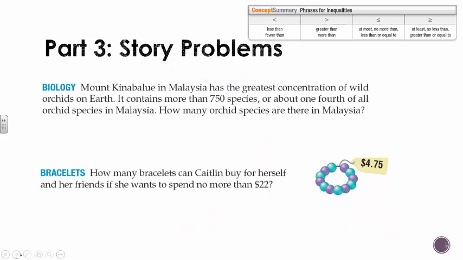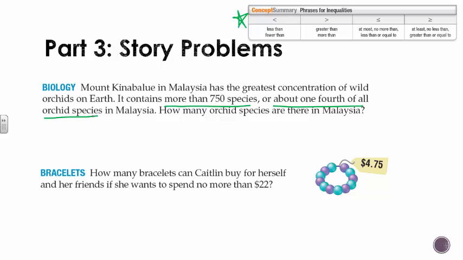But let's do some story problems. So remember these words from before. You can also just stop and think about it. But let's say that this mountain in Malaysia has the greatest concentration of wild orchids on Earth. It contains more than 750 species, or about 1/4 of all orchid species. How many orchid species are there in Malaysia?